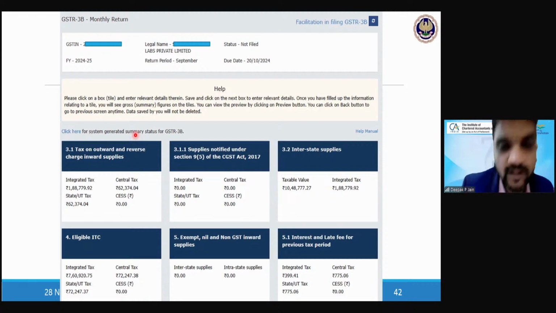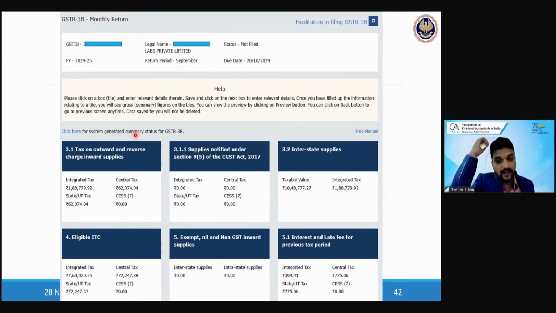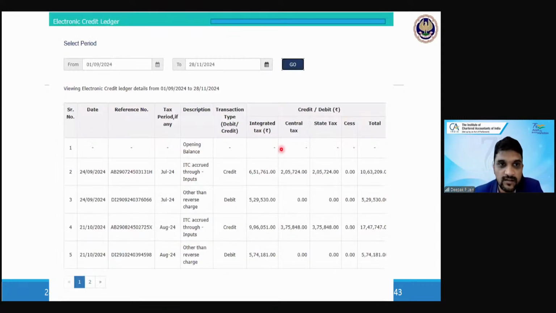So whatever is appearing in 2B, don't claim it blindly. Check your books of accounts. If it is matching, then mention it in your eligible ITC column. Then column number 5, exempt, nil rate and non-GST inward supplies, and interest and late fees. So by this, whatever you did in 1 will come here, and whatever you are claiming in 2B will also add up over here. Once you do that, that will become your final return. Okay, this is how the mechanism of GSTR 1, GSTR 2B, and GSTR 3B works.